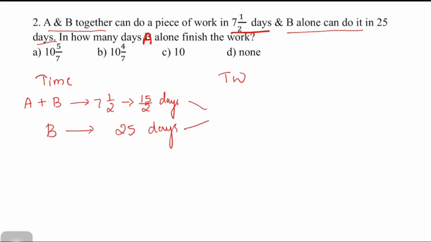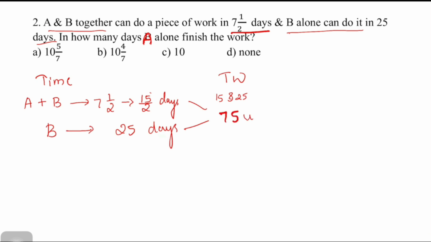Now in the first part it is 15 by 2. Don't take 15 by 2, directly take only the numerator. Consider only the numerator and neglect the denominator. So the LCM of 15 and 25. Check the multiples of 25. 25 ones are 25, not divisible by 15. 25 twos are 50, not divisible by 15. 25 threes are 75. Yes, 75 is divisible by 15. So 75 is the LCM of 15 and 25.